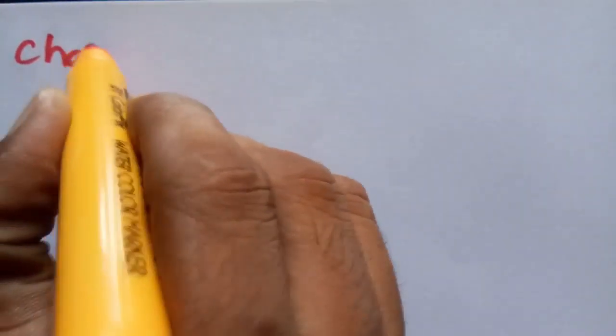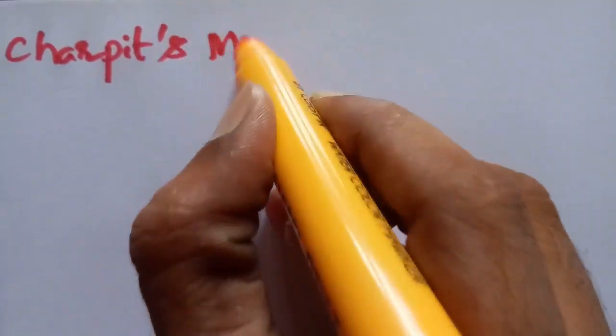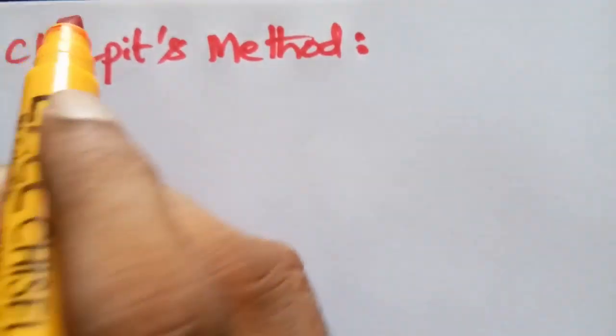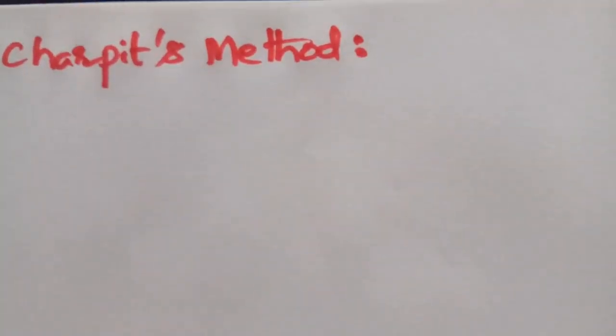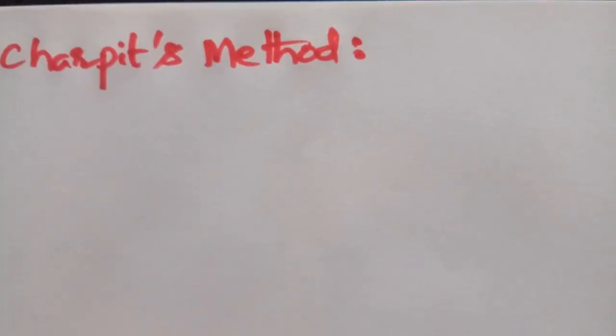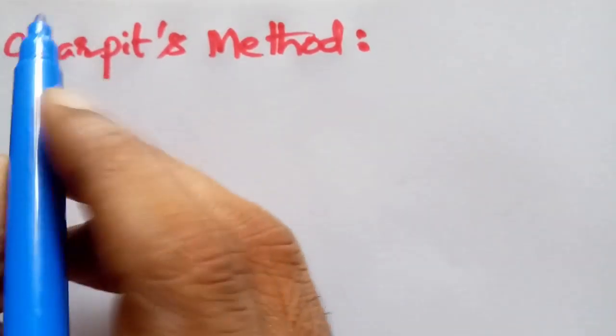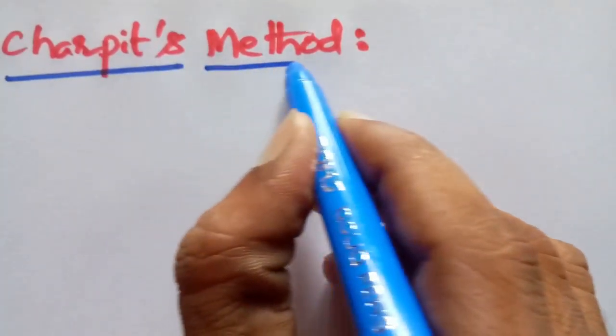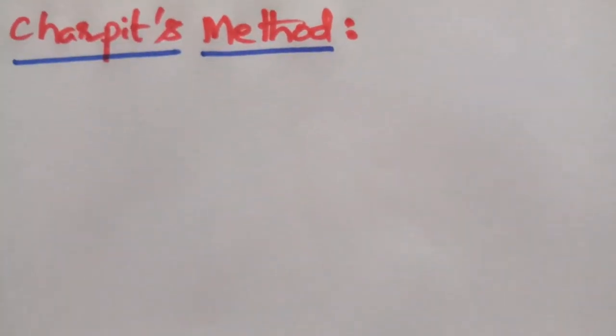Charpit's method. Charpit's method is the general method to find the complete solution of a non-linear partial differential equation of first order.